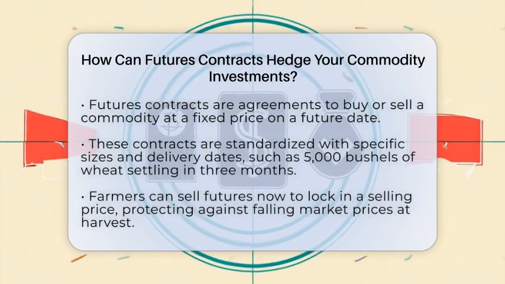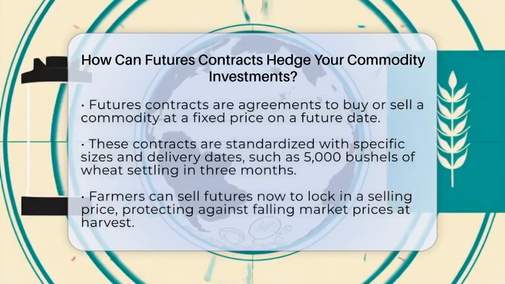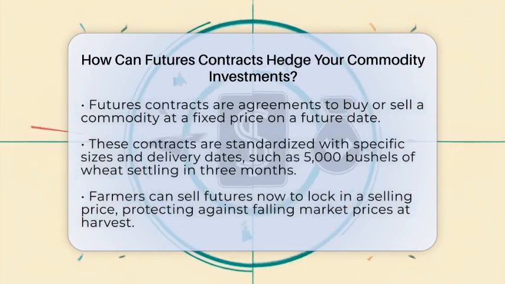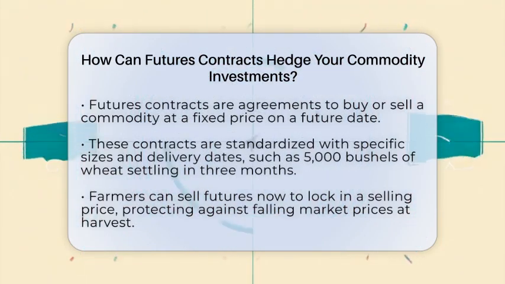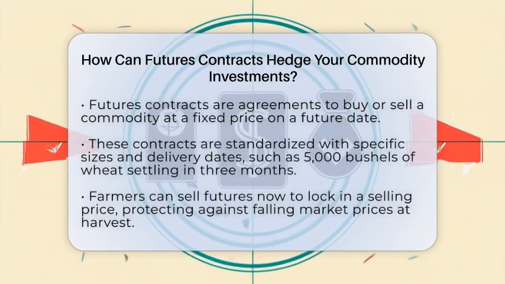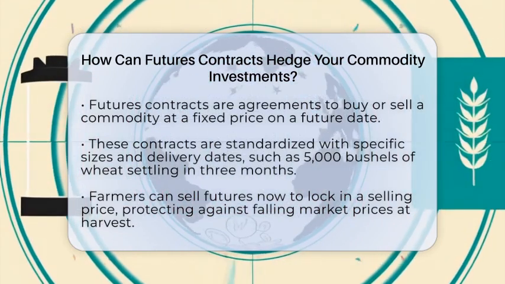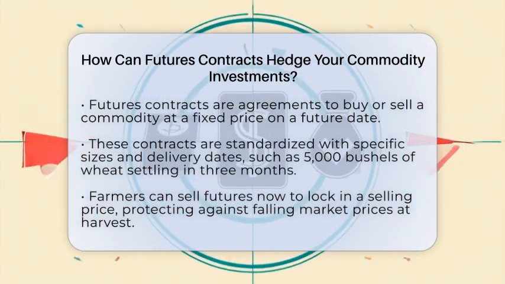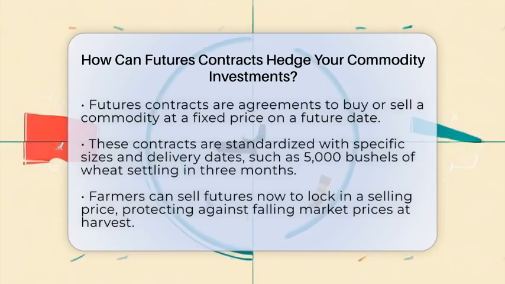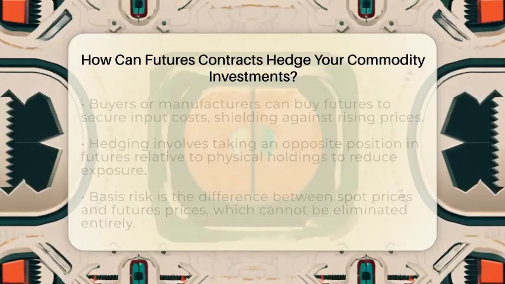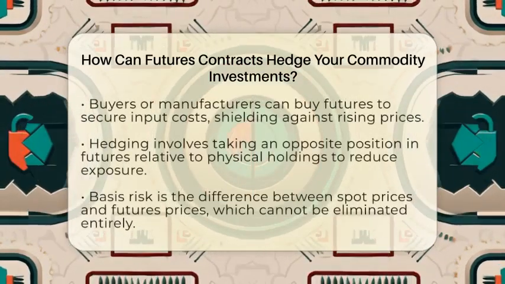Futures contracts are agreements to buy or sell a specific amount of a commodity at a fixed price on a set future date. These contracts are standardized, meaning they have specific sizes and delivery dates. For example, a wheat futures contract might cover 5,000 bushels and settle in 3 months. By locking in a price today, you can plan your finances with more certainty.